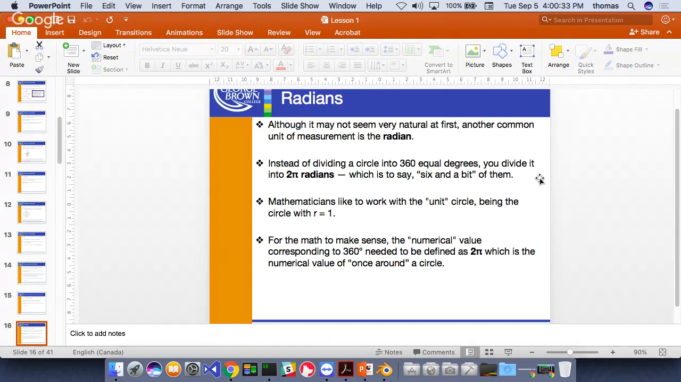Okay, so again, we talked about a circle being 2 pi radians, which is about 6 and a bit radians. That's what it is, 6 point something. And mathematicians like to talk about the unit circle. I'm not going to really talk too much about it. I will talk about unit vectors later on. I will talk about the normal, which is of unit length.